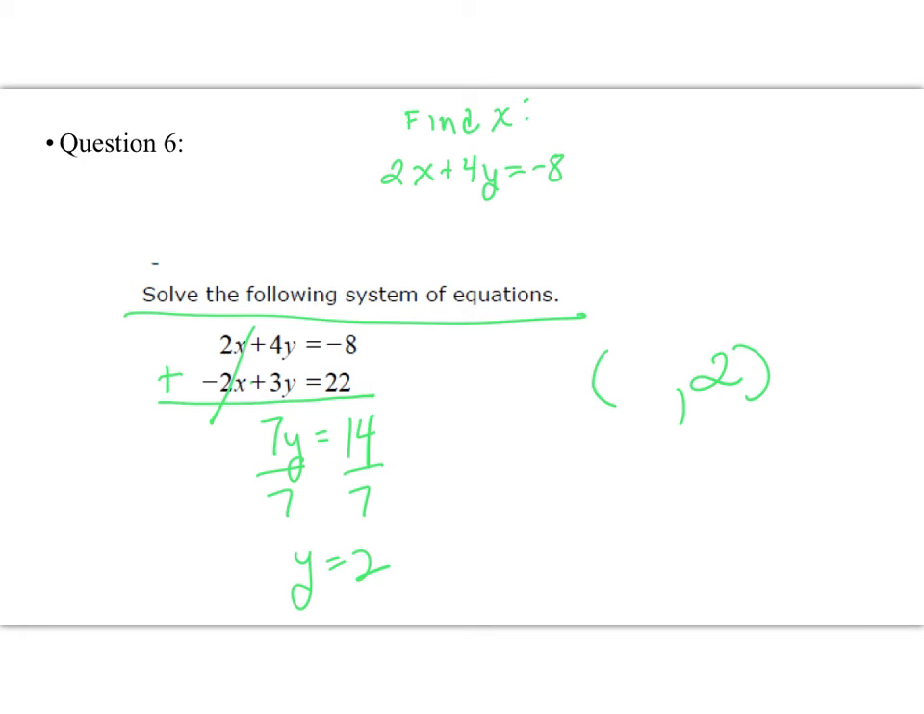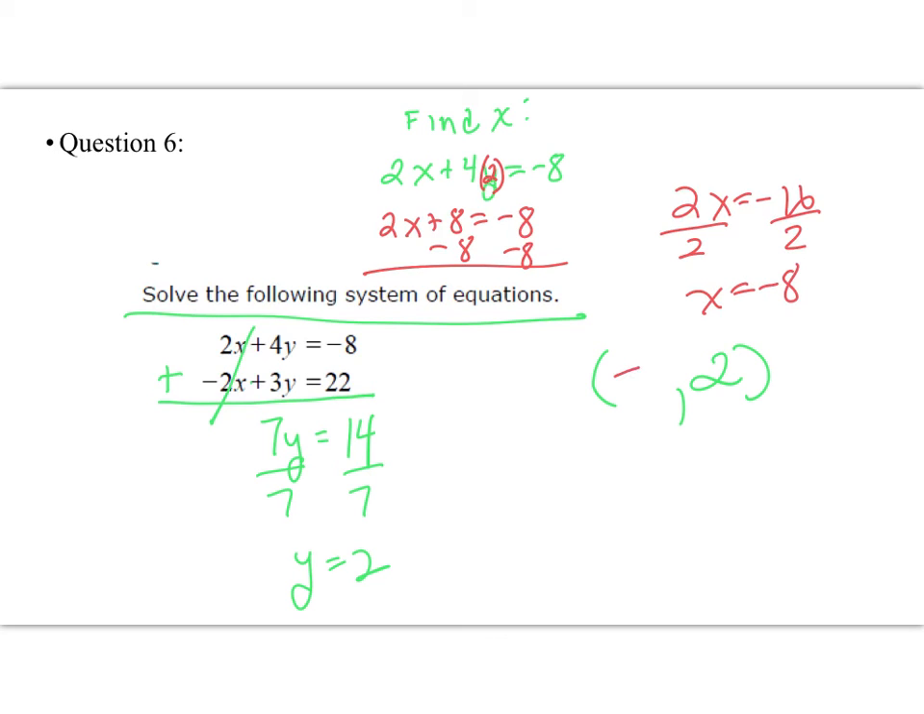Where there's the y, I'm going to put 2. So we have 2x plus 8 equals negative 8, minus 8 to both sides. We have 2x equals negative 16. Divide by 2, x is negative 8. And that's your solution.